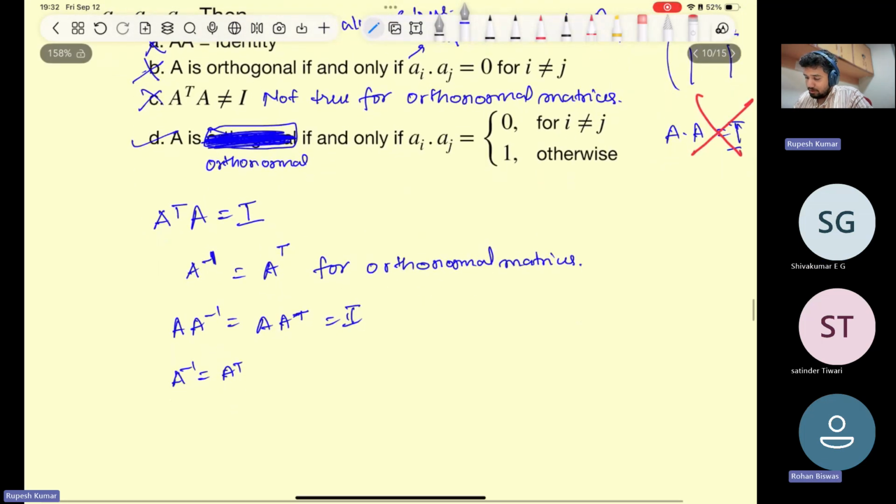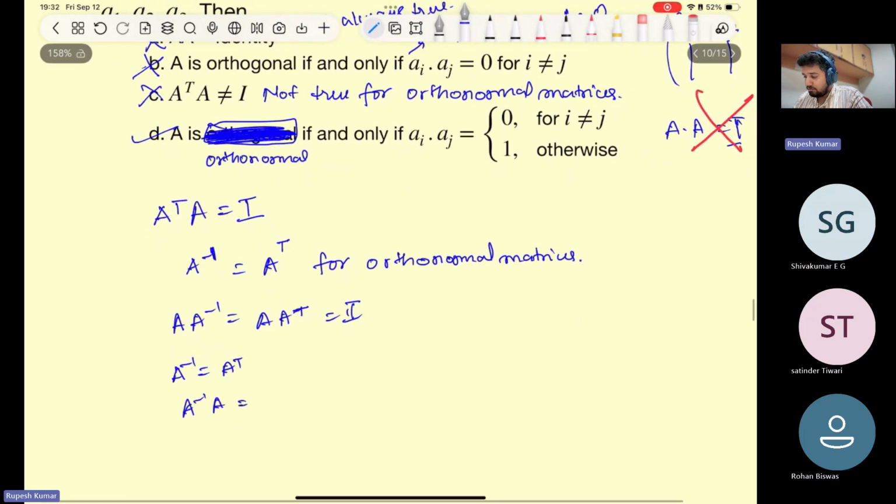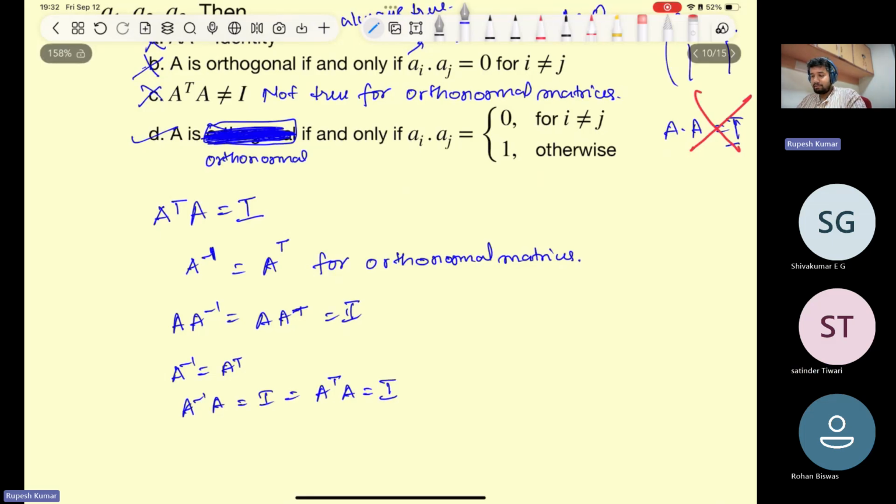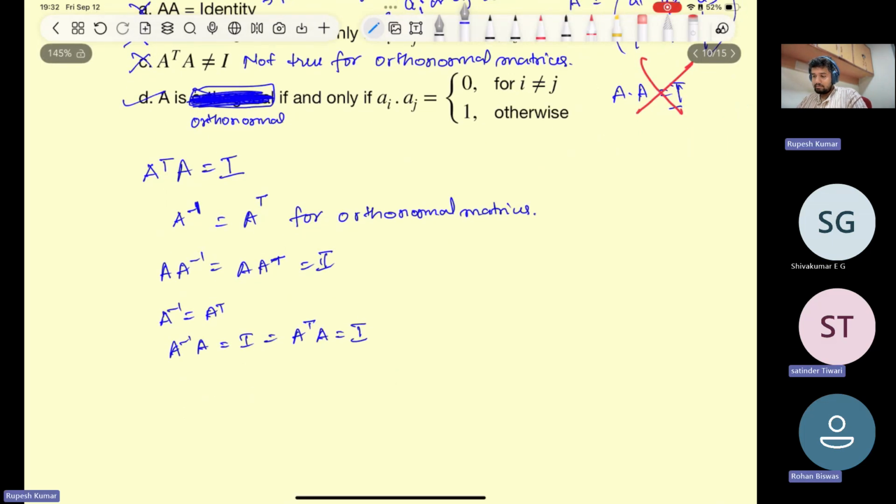Now, since A inverse is A transpose, A inverse into A will be identity, which is A transpose A. It will be an identity matrix. Right, my bad. You want me to prove this property also? This is very simple. No, sir, I misinterpreted it actually.